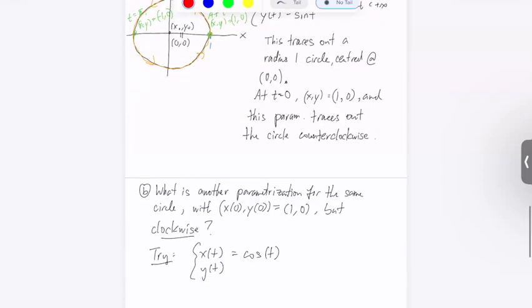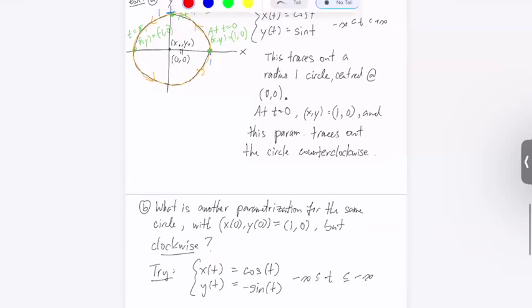But instead, what you could do is cosine t and sine of minus t. Because sine is an odd function, sine of minus t is the same thing as minus sine t. You can check that at t equals 0, you once again have 1 here and 0 here. Then at t equals pi over 2, at 90 degrees, you have x equal to 0, which is great, and then minus sine of 90 degrees, which is minus 1. So you end up down here. Instead of going from here to here, you go from here to here, so you're actually going clockwise.